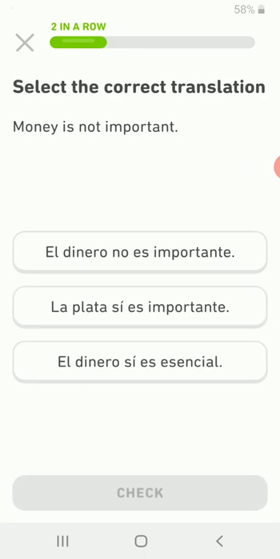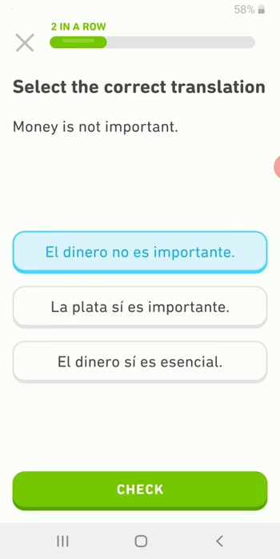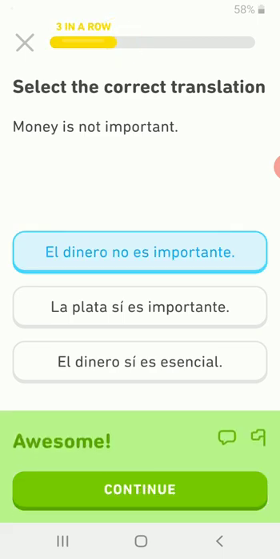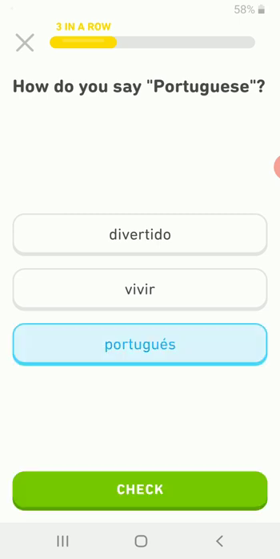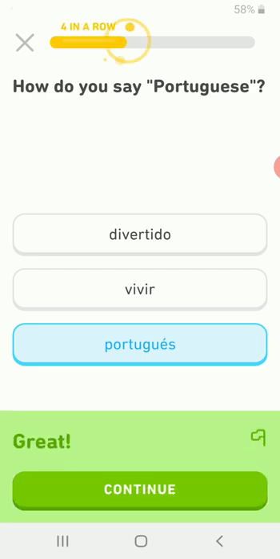Money is not important. El dinero no es importante. Sí. So the money is not important, but we don't say the money, but money simply. But here we have to use el dinero. Portuguese. Portugués. Divertido, we know it's fun, and vivir is to live.